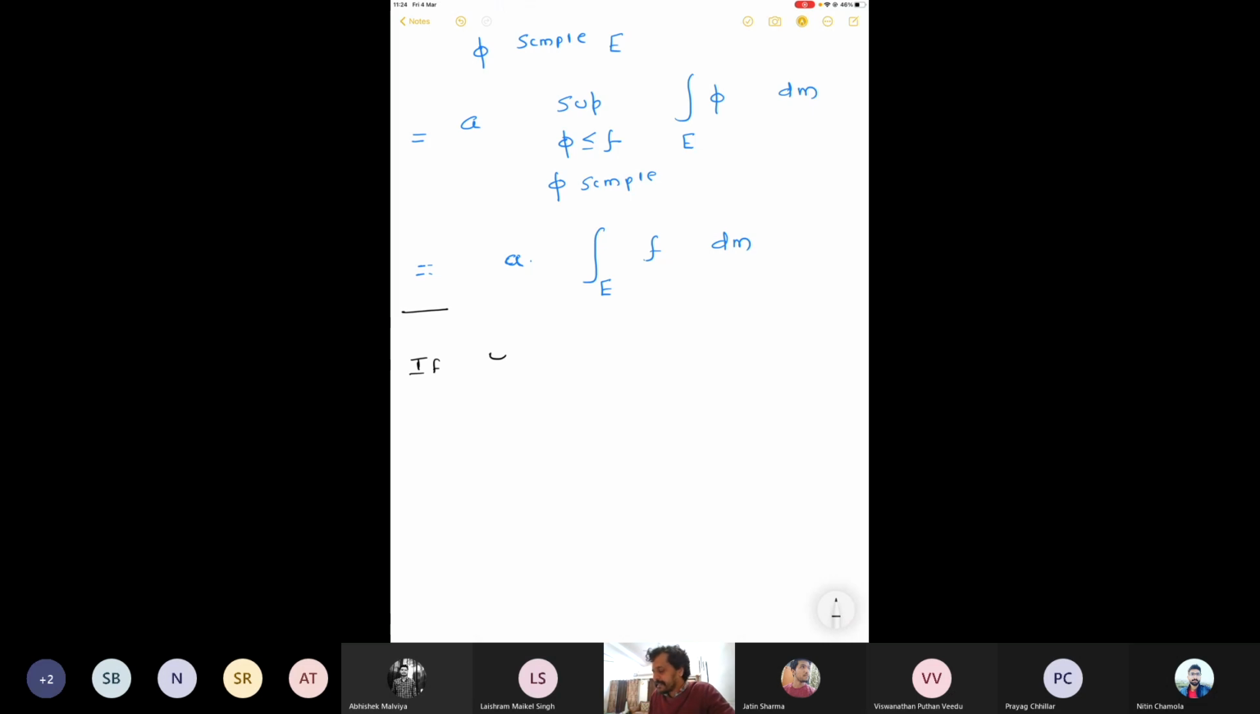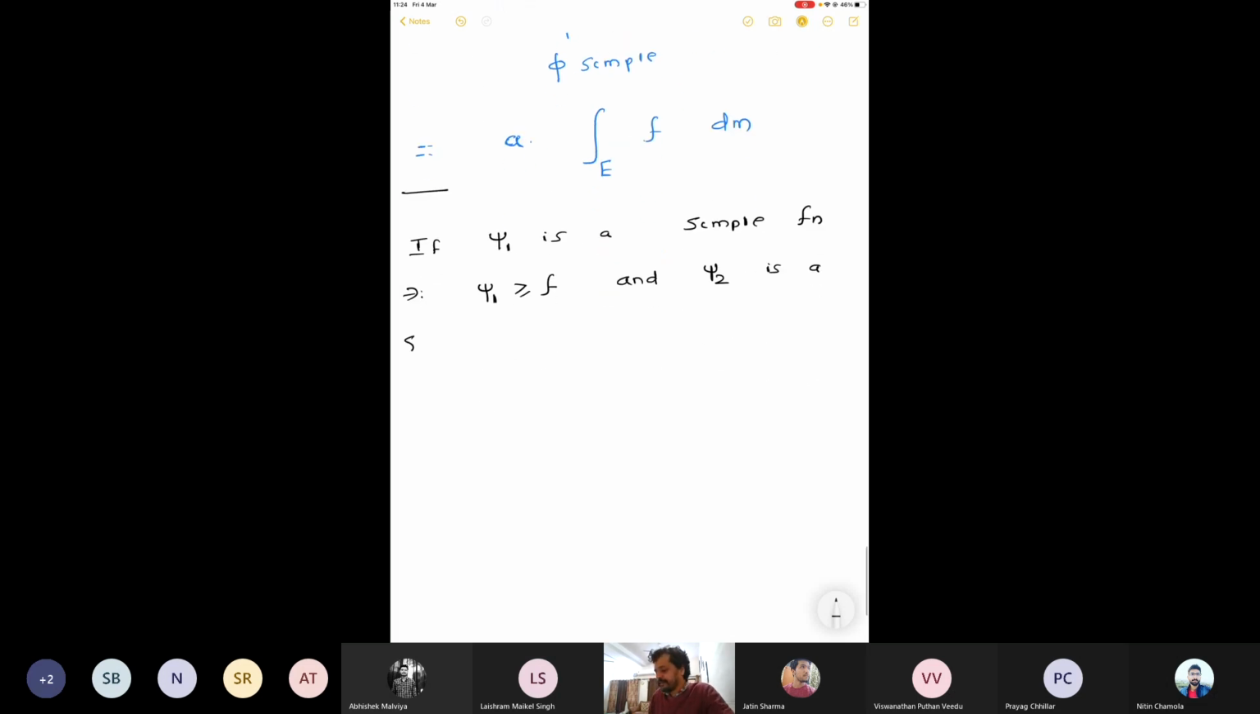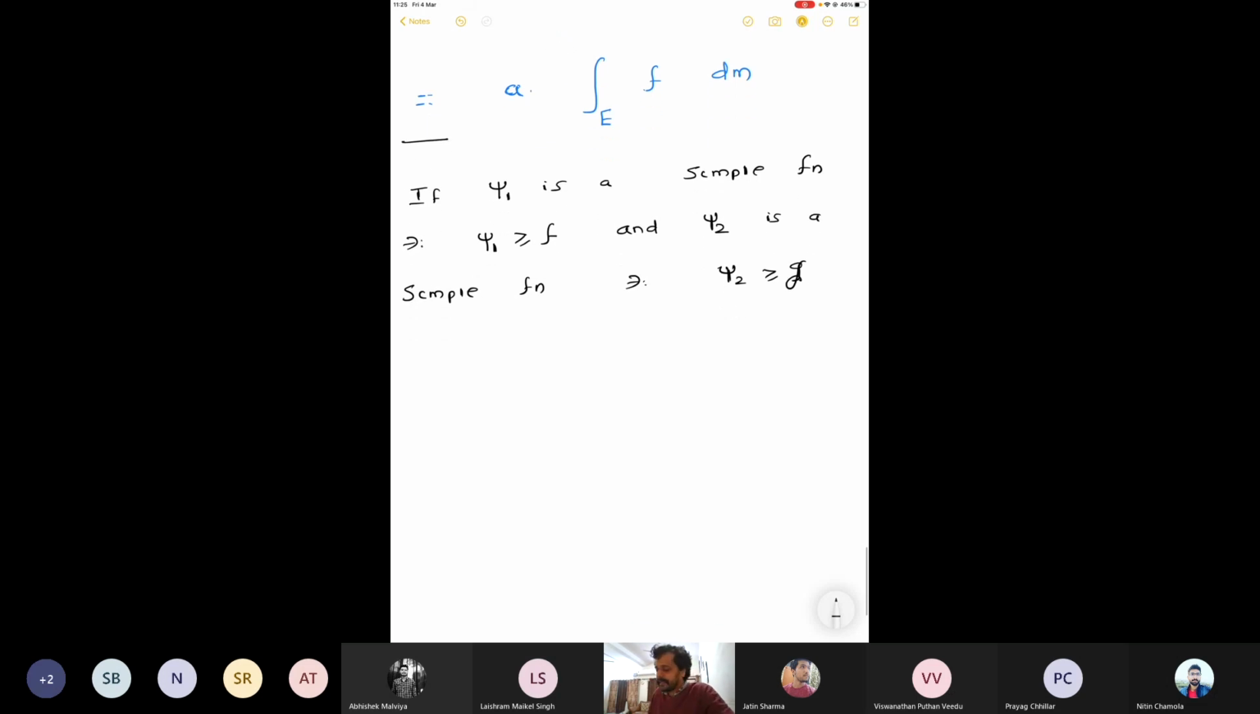Now, if psi1 is a simple function such that psi1 is greater than or equal to F, and psi2 is a simple function such that psi2 is greater than or equal to G, then you can observe that psi1 plus psi2 will again be a simple function, and psi1 plus psi2 will be greater than or equal to F plus G.